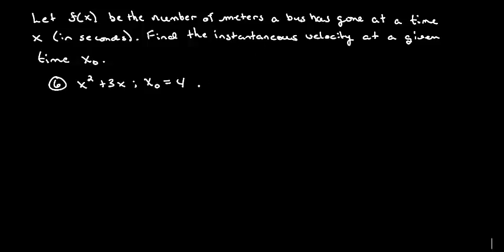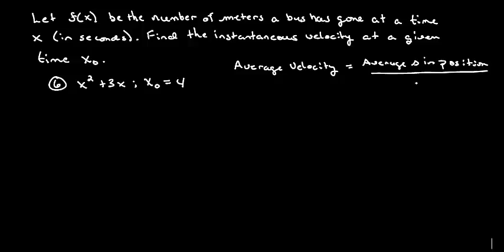Well, velocity is a speed with direction. So when we look at average velocity, we're looking for the average change in distance. Let me write this down for you because this is important, especially if you're going to be taking physics. Your average velocity equals the average change in position over the change in time.